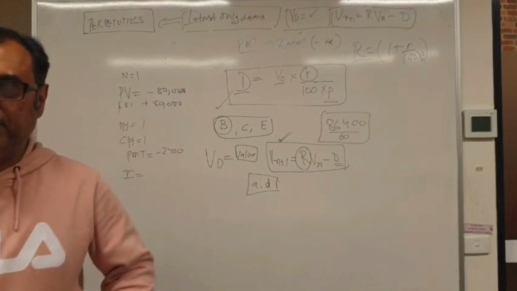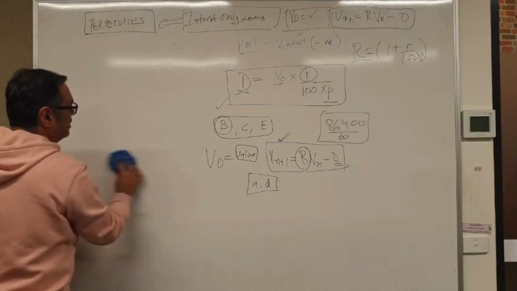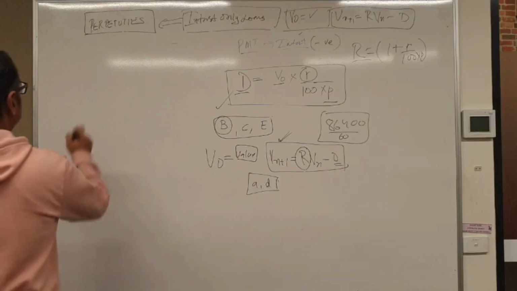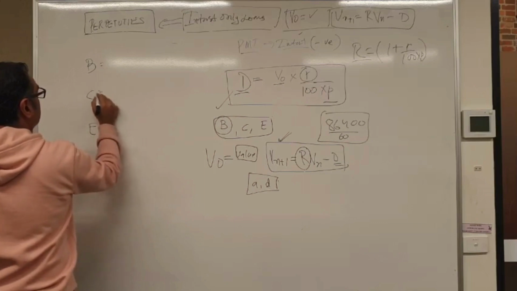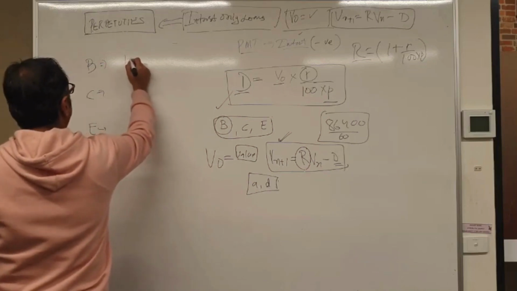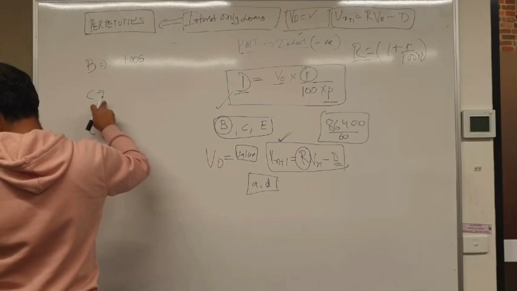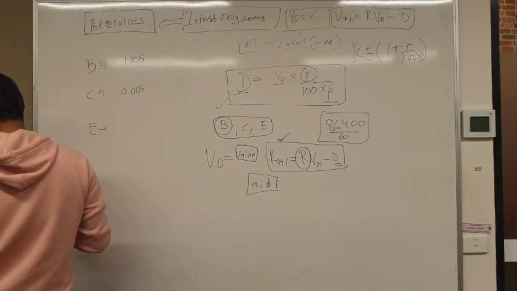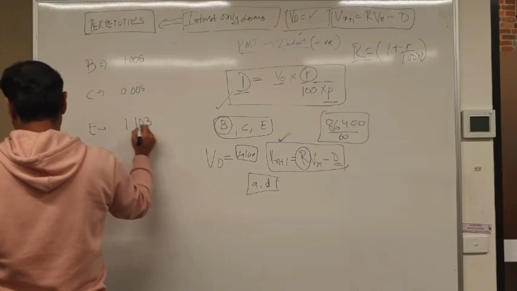Let's quickly check. Did you get what I'm trying to do? Let's have a closer look at the R values for B, C, and E. The R value for B is 1.005. For C, it is 0.005. And for E, it is 1.103.